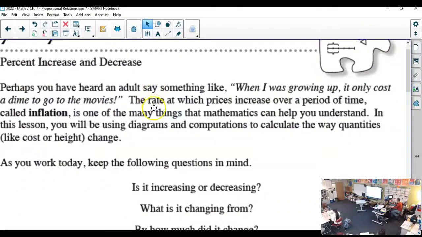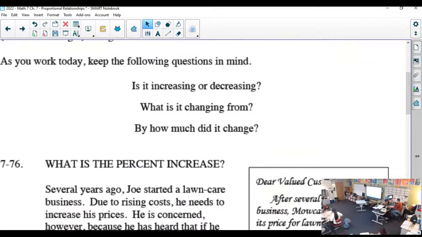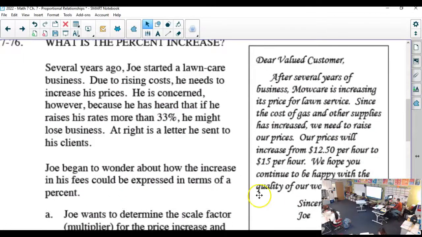Several years ago, Joe started a lawn care business, Joe Mo's. Due to rising costs, he needs to increase his prices. He is concerned, however, because he has heard that if he raises his rates more than 33%, he might lose business. At the right is a letter he sent to his clients. So let's read the letter, and then we can pop back over to the below.